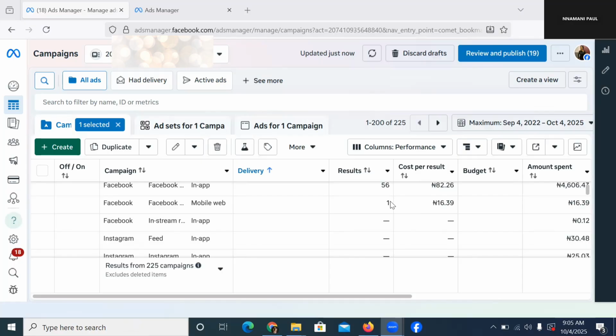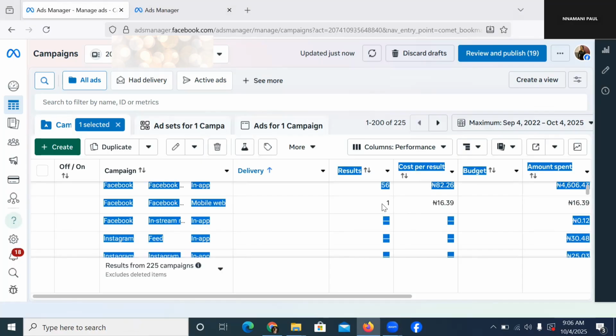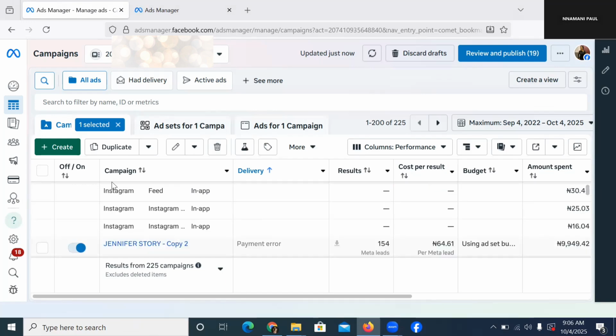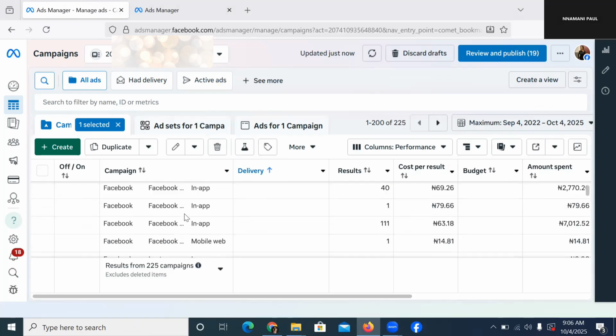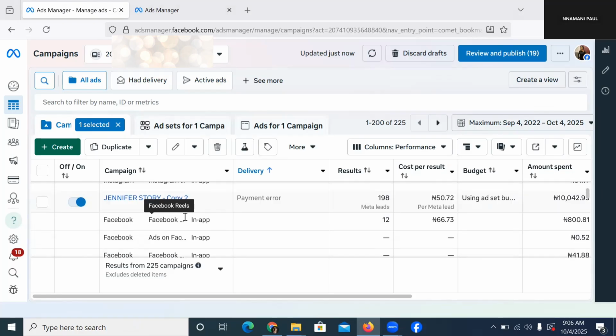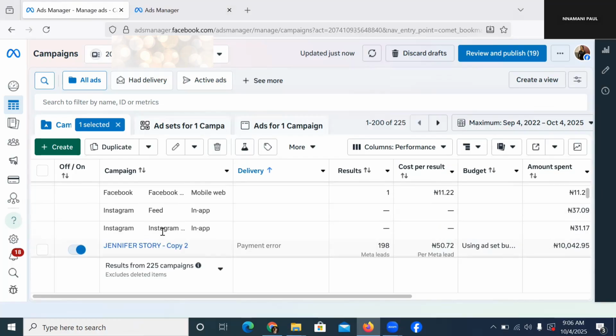But because it's giving me one result, I might not rely on it, because when you get to five, the cost might just shoot up like crazy. So Instagram feed is not giving me any result. This is how you analyze your advert so that the next time you know how you can optimize it. Spend some quality time here. Don't be in a hurry. You can take out one morning and go through all of this.